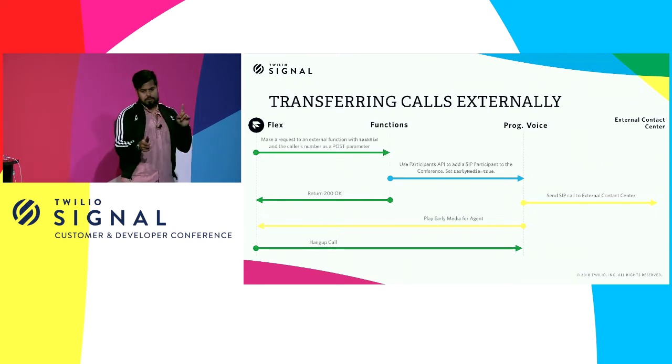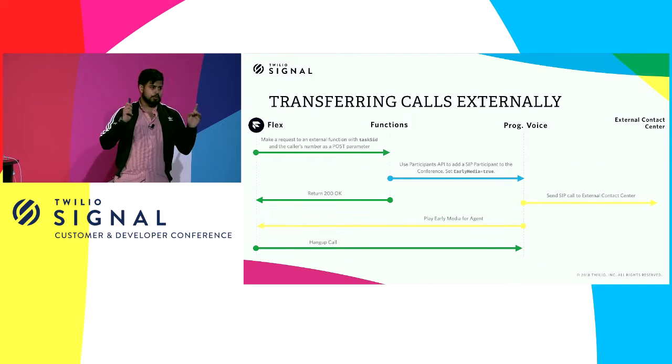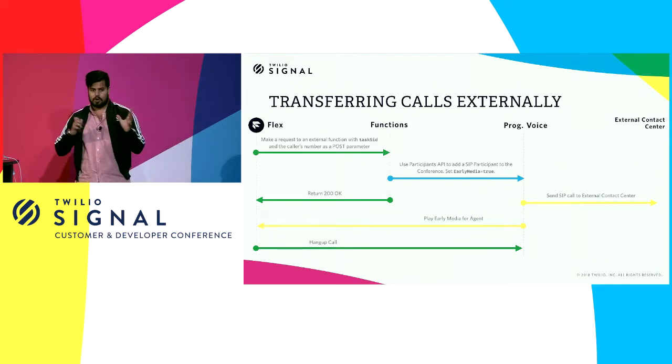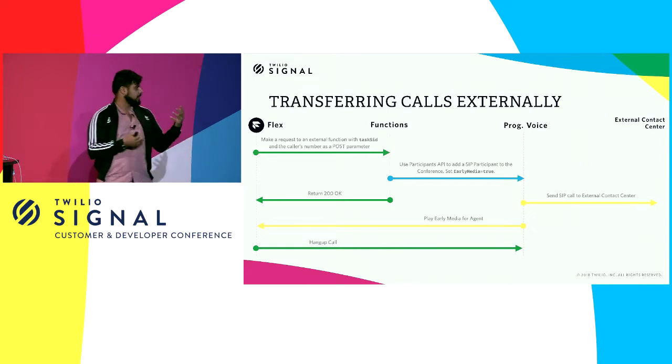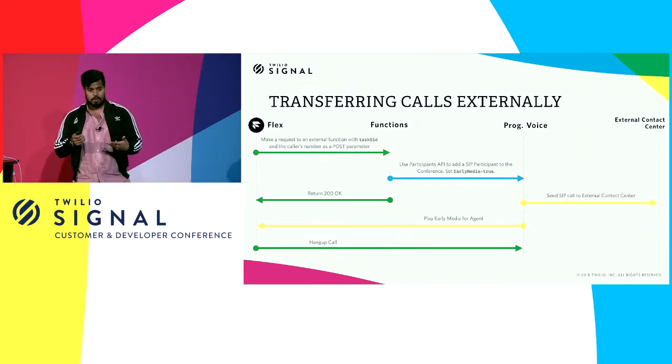And if you remember the previous TwiML that we showed, you'd use that in order to actually send that SIP call over to that external contact center. All this returns a 200 OK. You'll hear the actual early media, and then you eventually hang up the call.